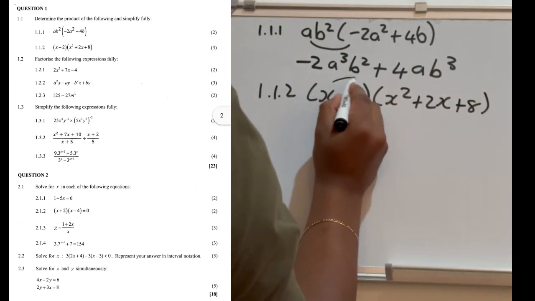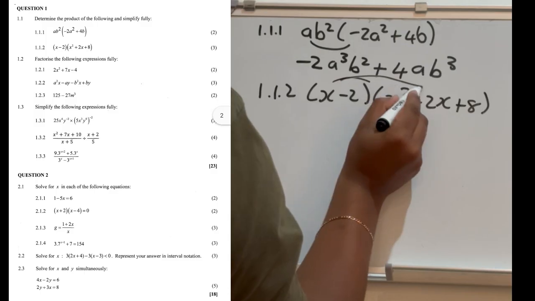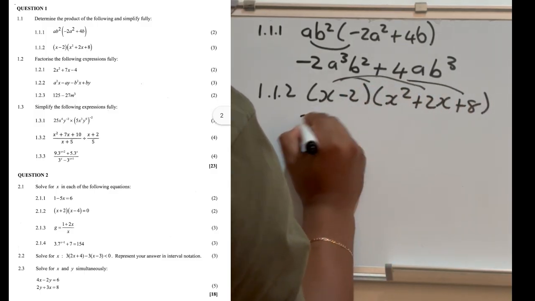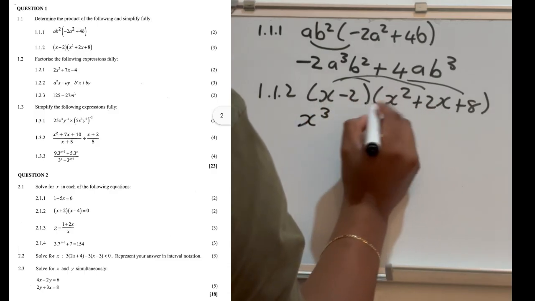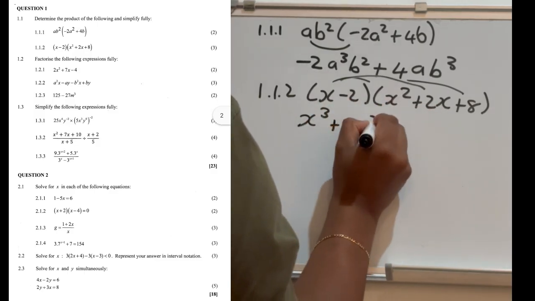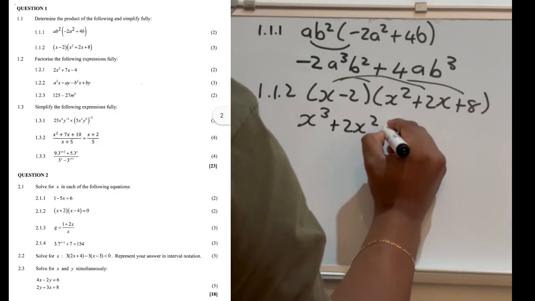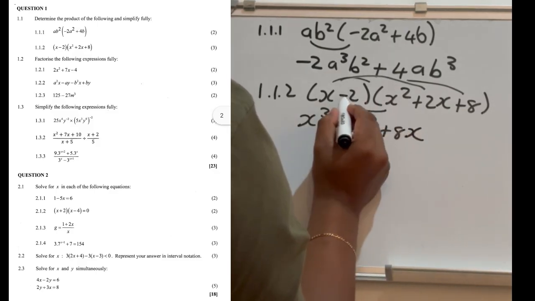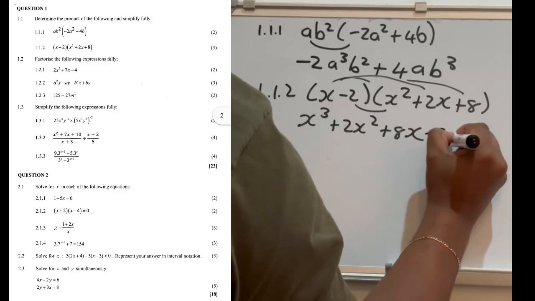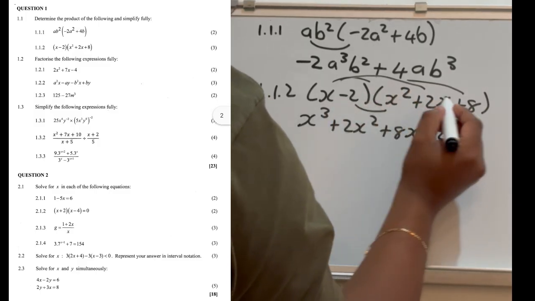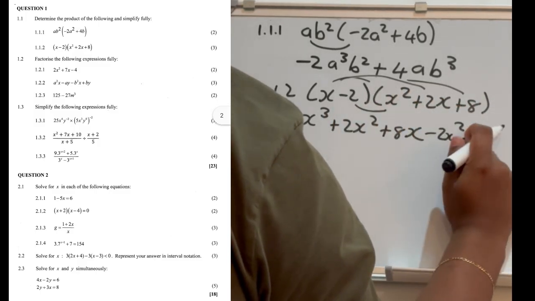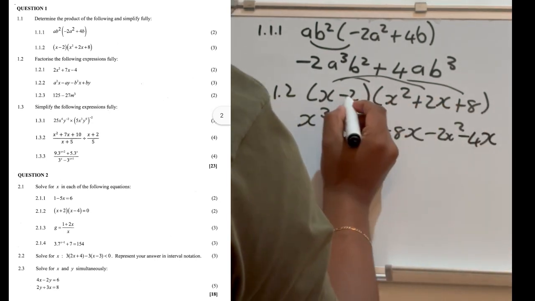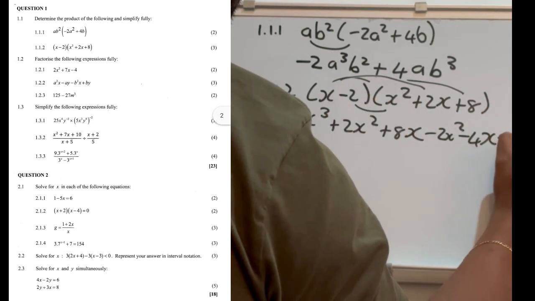So again we multiply the x in with all three of them. Okay, so there's going to be x to the power 3, x times plus 2x is 2x squared, and then x times 8 is just plus 8x. Then we're going to do the minus 2. Minus 2 times x squared is minus 2x squared. Minus 2 times plus 2x is minus 4x. And minus 2 times plus 8 is minus 16.